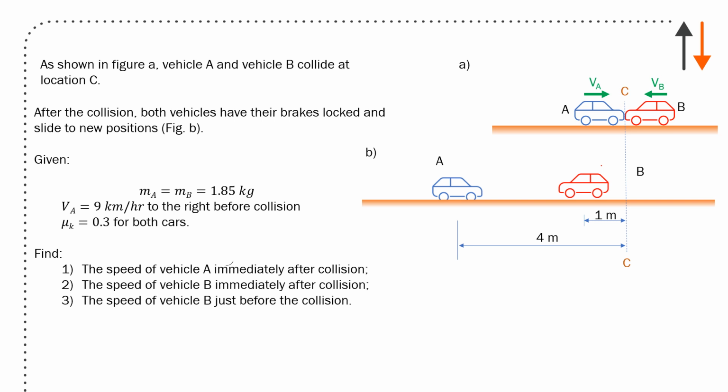Velocity of A just before impact is given as 9 kilometers an hour to the right. And mu sub k, the kinetic friction coefficient, is 0.3 for both vehicles. You're asked to find the speed of vehicle A and the speed of vehicle B immediately after collision, so both after collision, and the speed of vehicle B just before collision.